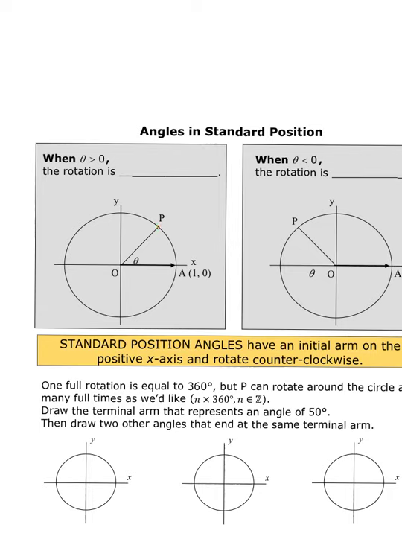When we start at the positive x-axis and go in the counterclockwise direction, we say that the angle theta is positive. It is greater than 0. When we start at the positive x-axis and we go in the clockwise direction, so we go in the opposite direction, we say that the angle is negative or less than 0.